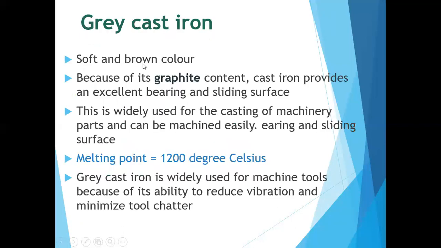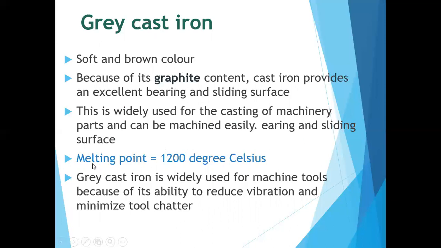So what is gray cast iron? It is soft and gray in color, because it contains graphite. Whichever cast iron contains graphite is gray cast iron. Because of its graphite content, it provides an excellent bearing and sliding surface. It is widely used for casting machinery parts and can be machined easily.